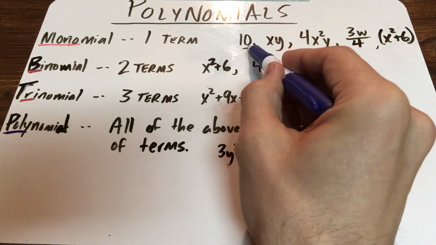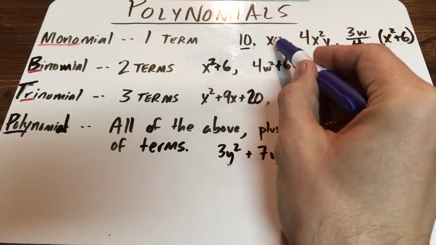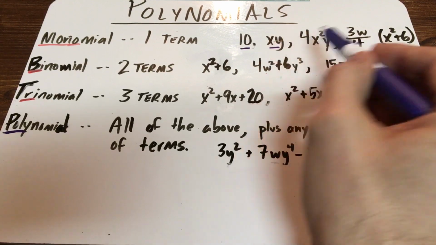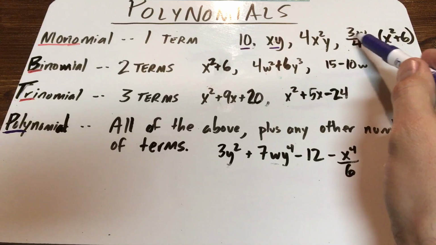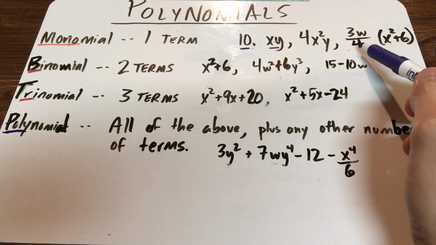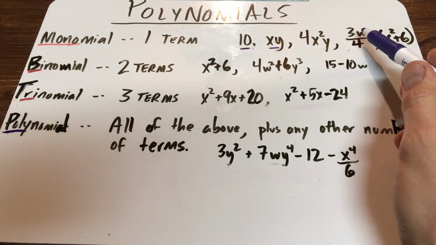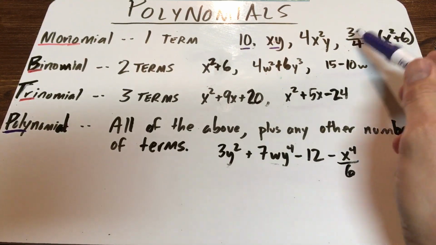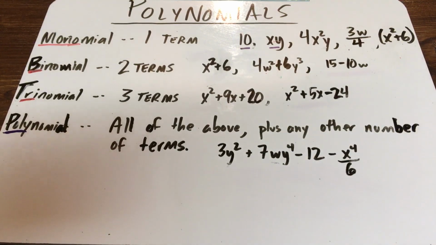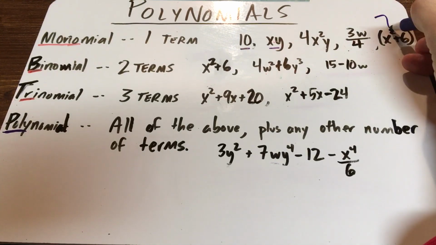So the number 10 is just one term. X times y, that's multiplying in there. That's just one term. 4 times x squared times y, that's all one term. Even up here where they try to trick you by giving you a fraction, do you see any adding or subtracting up there? No, this is being multiplied. A fraction is a way of dividing. That's all one term.